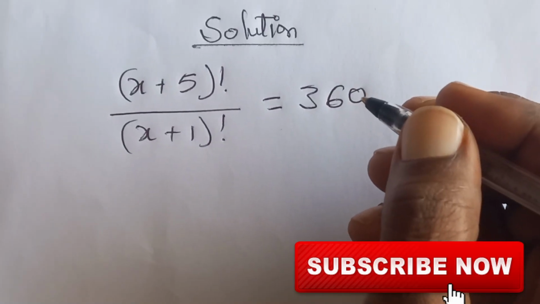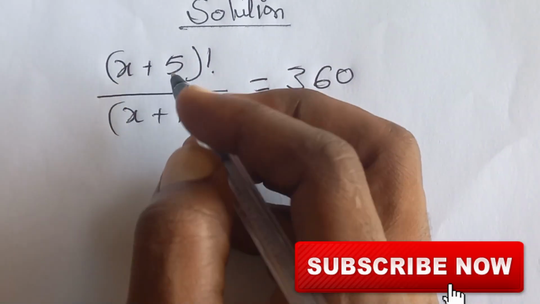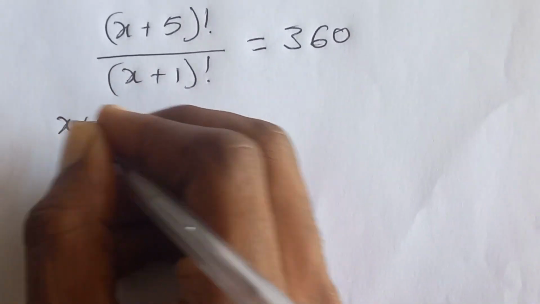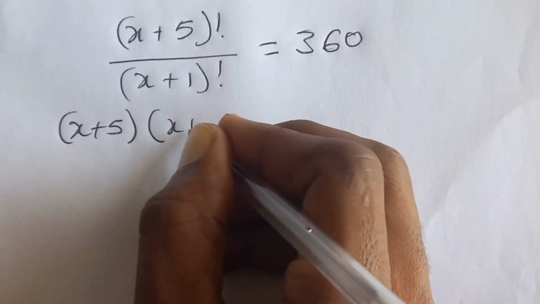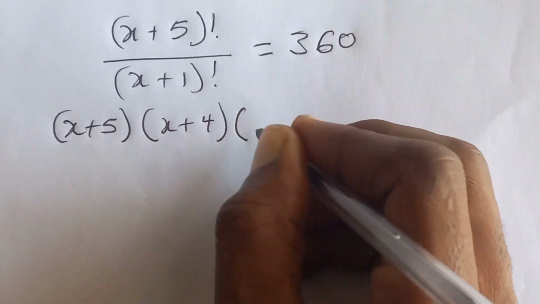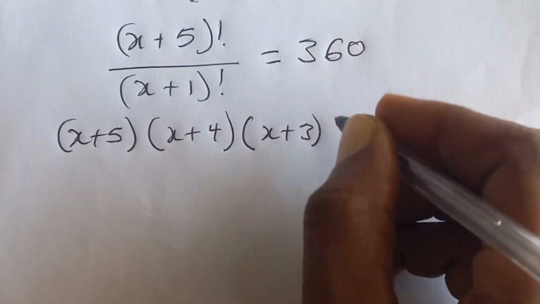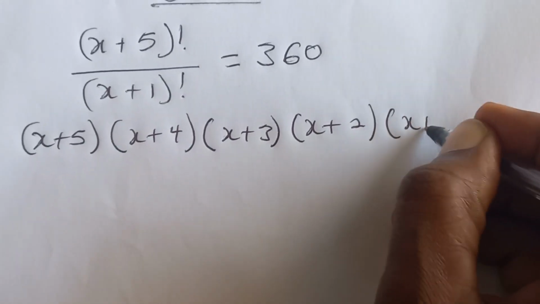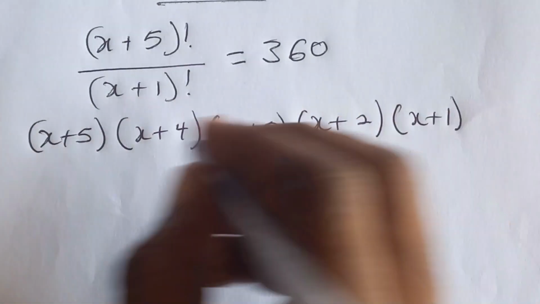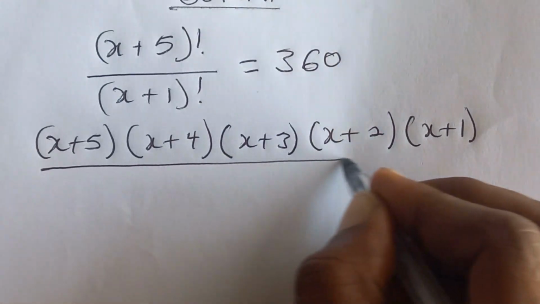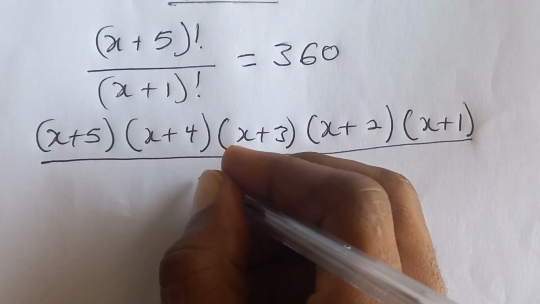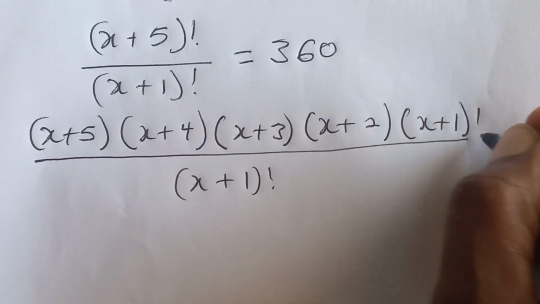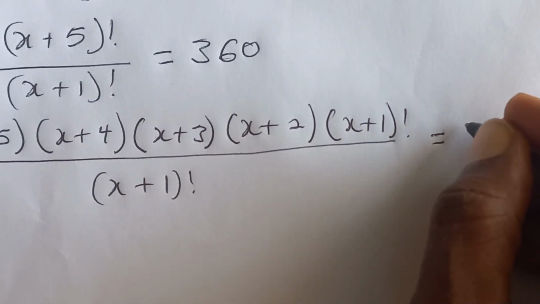Okay, now we know that (x+5)! is the same as (x+5)(x+4)(x+3)(x+2)(x+1) over (x+1)!, which is equal to 360.